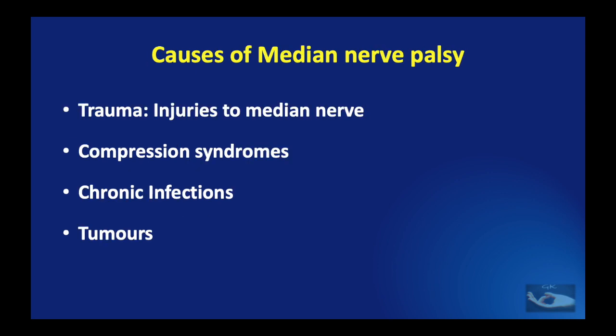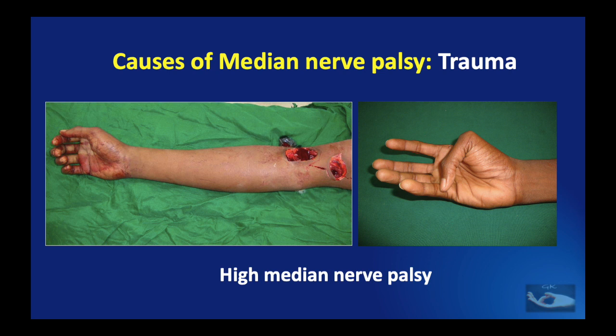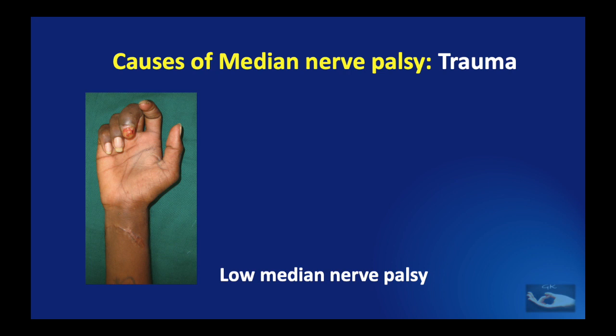The commonest causes of median nerve palsy are trauma, compression syndromes, chronic infections like Hansen's disease, and sometimes even tumors. Trauma can result from injury to the upper limb at the level of the elbow or proximal to it, when it is called a high median nerve palsy, or distal to the middle of the forearm, when it is called a low median nerve palsy.